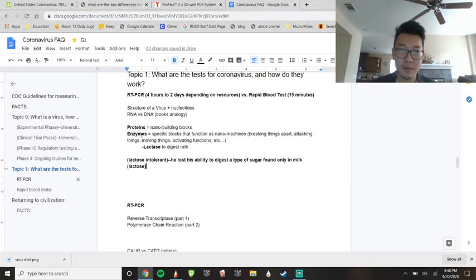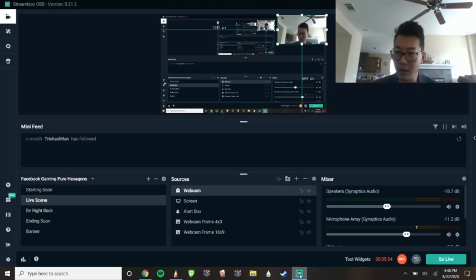So enzymes, what do they do? They perform various functions. You can think of them as nano machines.